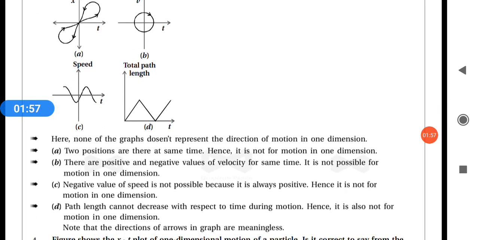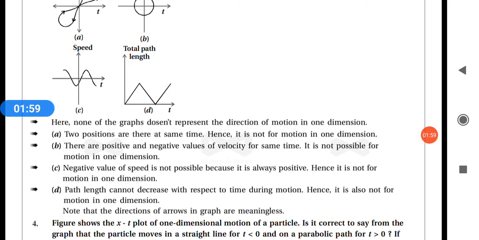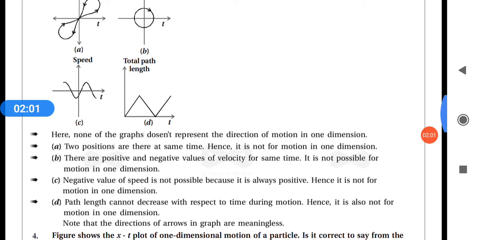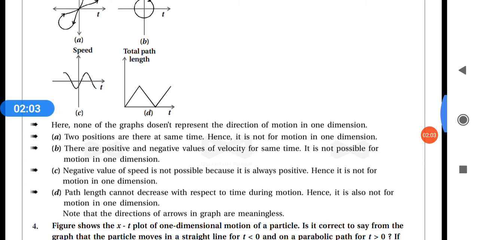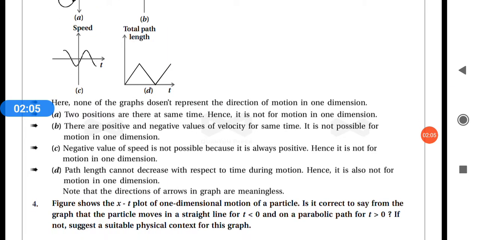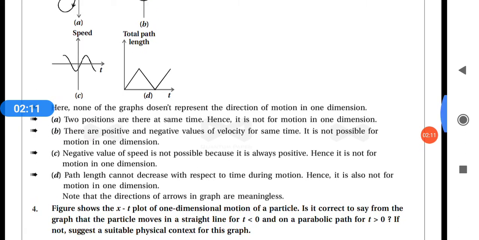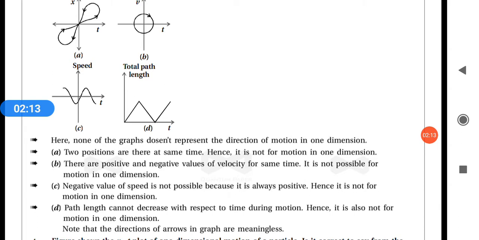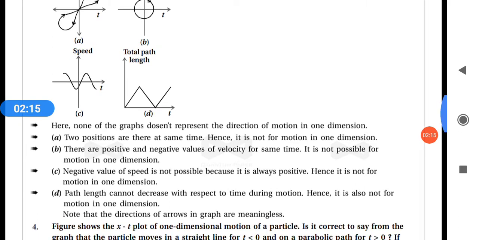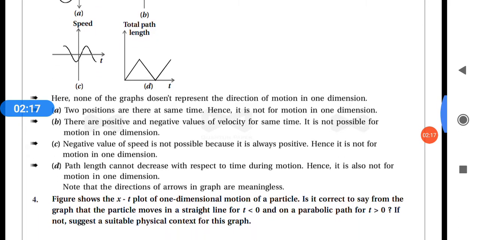So in this, none of the graphs represents motion in one direction. In A, there are two directions of motion, so two positions are there at the same time, and this is not possible for motion in one dimension. In B, there are positive and negative values of velocity for the same time. It is not possible for motion in one direction.